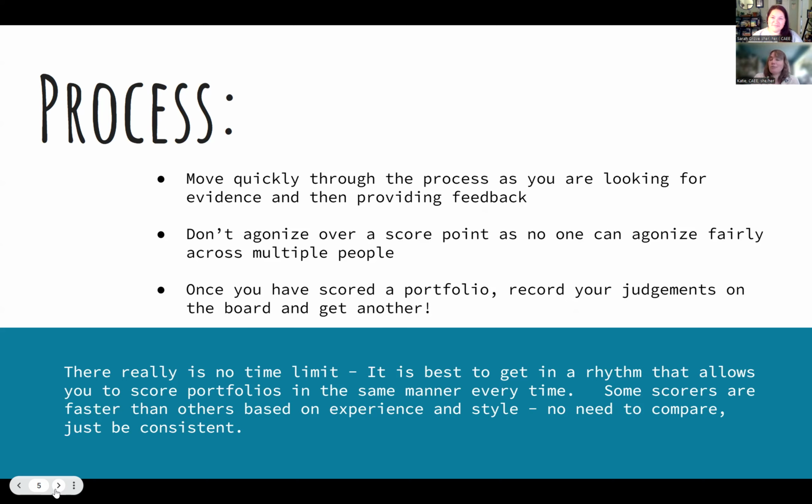Once you've scored your portfolio, you just record your notes and your scores, and you can move to the next one. There's really no time limit in terms of the best way to review portfolios, but it's best to try and get into a rhythm that allows you to score portfolios in the same way every time. Some scores are really fast and some take much longer. It's based on your own experience and style. The best thing to do is to just be consistent with how you score the portfolios. You don't want to put more detail and agonize more over one than you do over another.